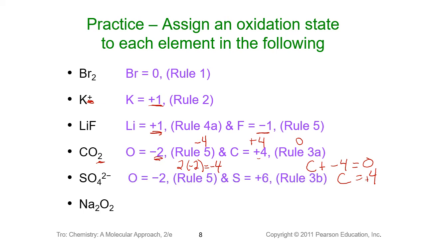If we look at our sulfate, we're going to assign the oxygen first because it is higher in priority. So for our sulfate, or for the sulfur, we have 4 oxygens. Each oxygen is a minus 2. The whole thing has to equal a negative 2 charge. So our sulfur, if we move that negative 8 over to the other side, the sulfur has to equal a positive 6.